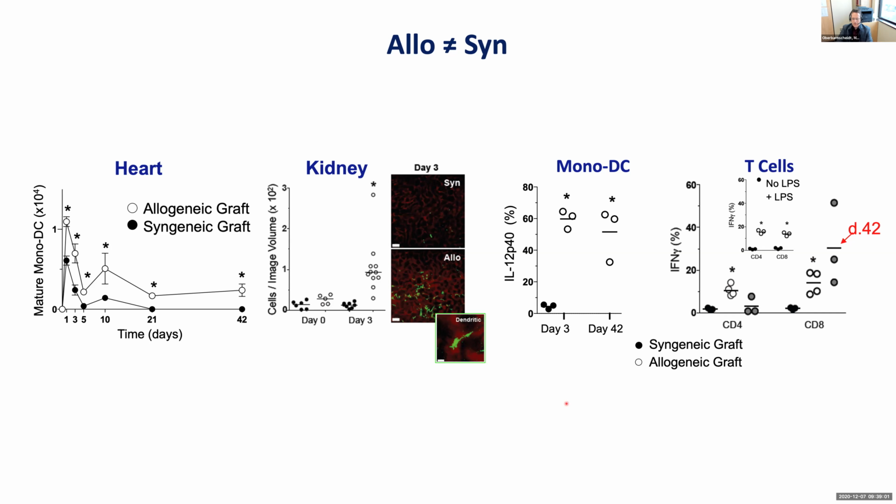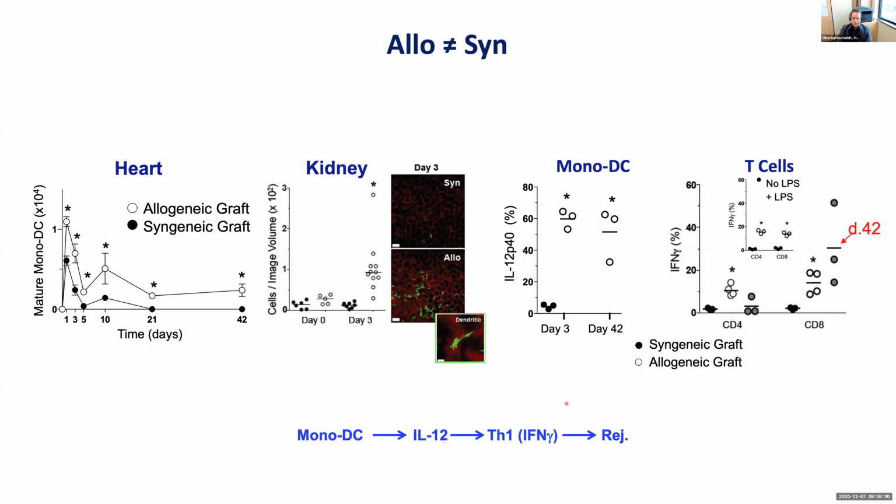So in summary, we have shown that monocyte-derived dendritic cells infiltrate allogeneic grafts more than syngeneic grafts after transplantation. And only in allogeneic grafts, they go on and produce IL-12 and generate a Th1 T cell response with interferon gamma production, leading to graft rejection.